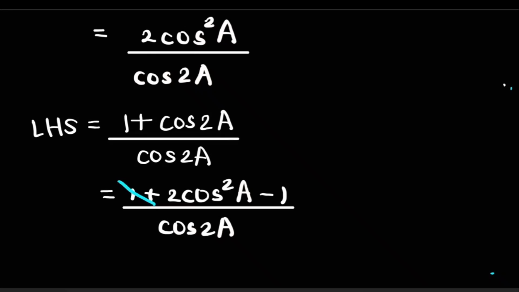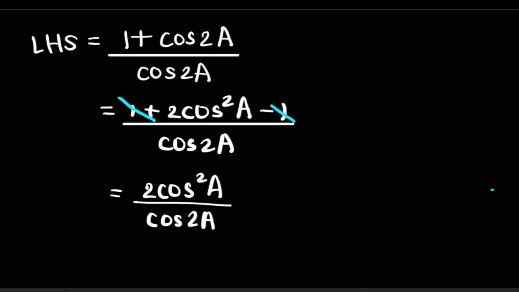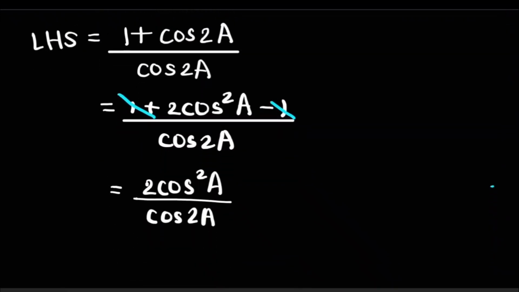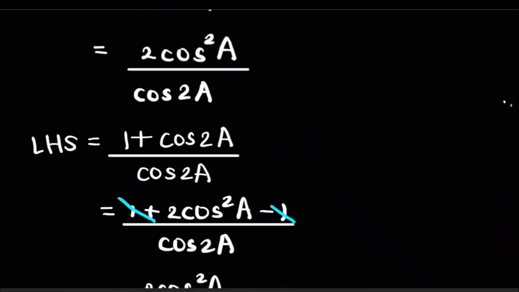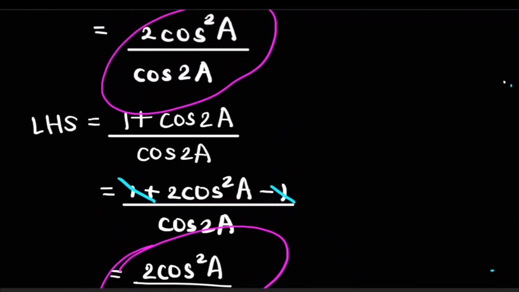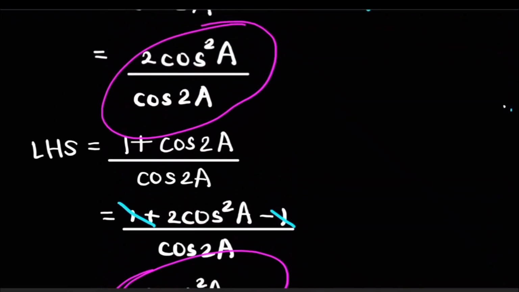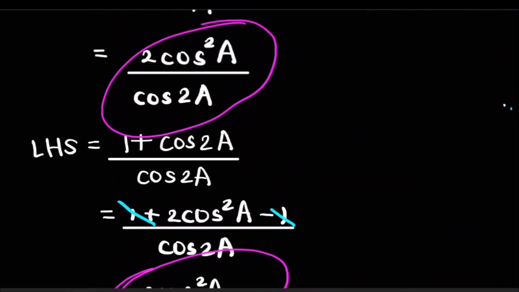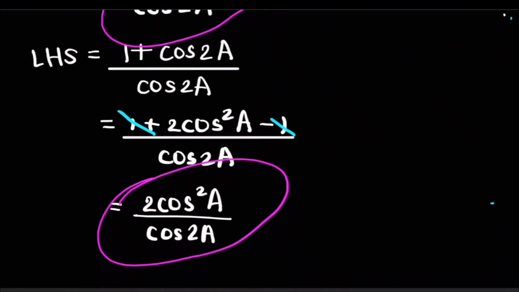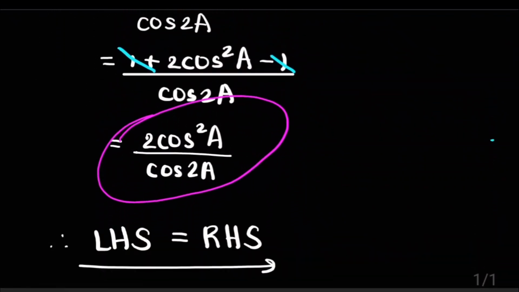So what happens now is the 1 and the minus 1 cancel out. And we are left with 2 cos squared a over cos 2a, which, if you notice, simplifies to the exact same fraction that the right-hand side simplified to. So those two are exactly the same. Both the right-hand side as well as the left-hand side simplified to 2 cos squared a over cos 2a, which means that, therefore, the left-hand side is equal to the right-hand side.